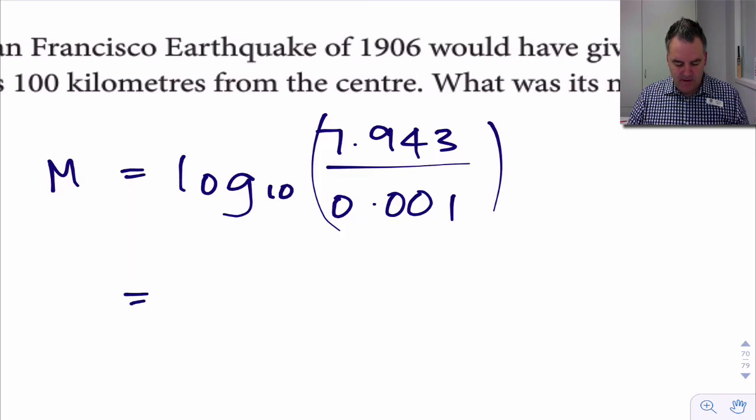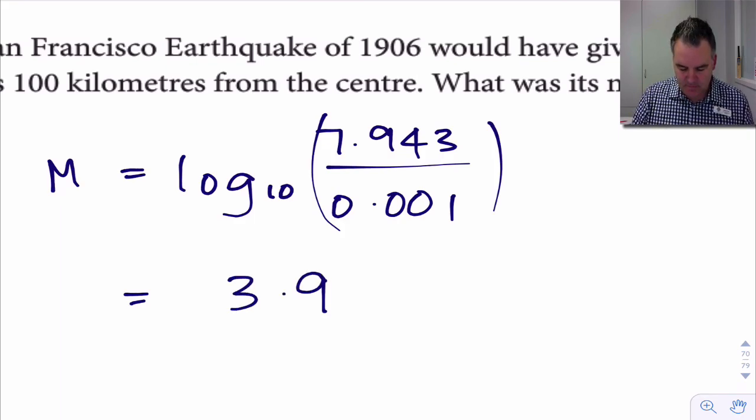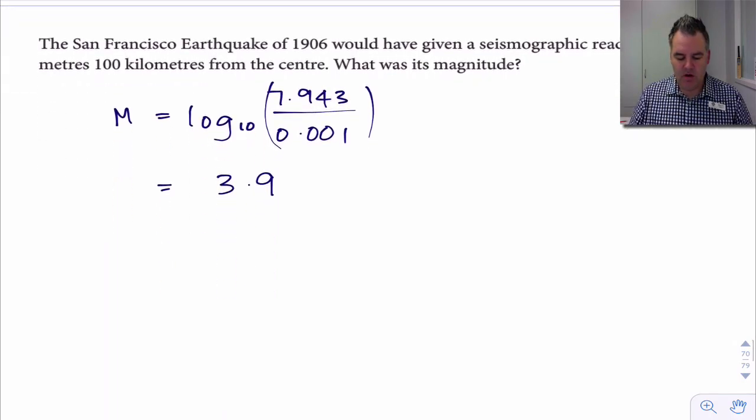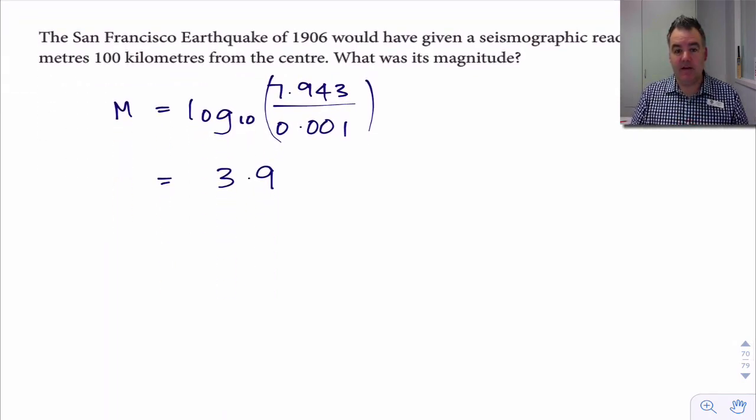So if you do that, 7.943 divided by 0.001, that's going to give us 7943, and log of that is 3.9. Okay, so the magnitude of that one there is 3.9. So that's a pretty fairly small earthquake.